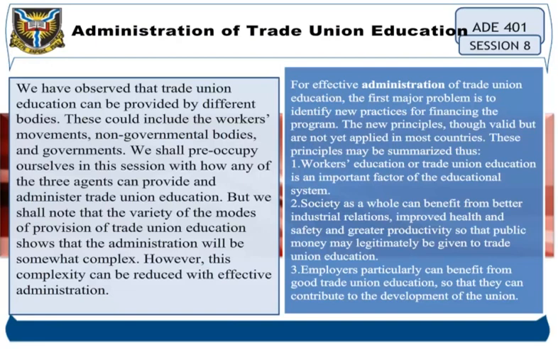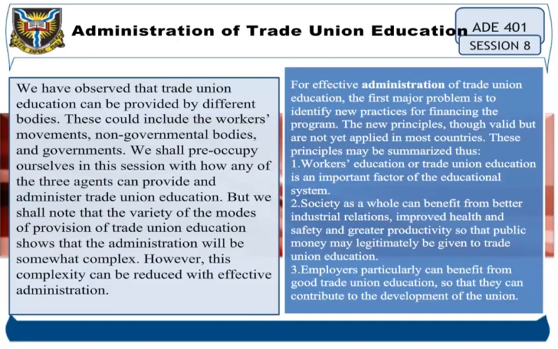However, this complexity can be reduced with effective administration. For effective administration of trade union education, the first major problem is to identify new practices for financing the program. The new principles, though valid, are not yet applied in most countries. These principles may be summarized thus: 1. Workers' education or trade union education is an important sector of the educational system. 2. Society as a whole can benefit from better industrial relations, improved health and safety, and greater productivity, so that public money may legitimately be given to trade union education.